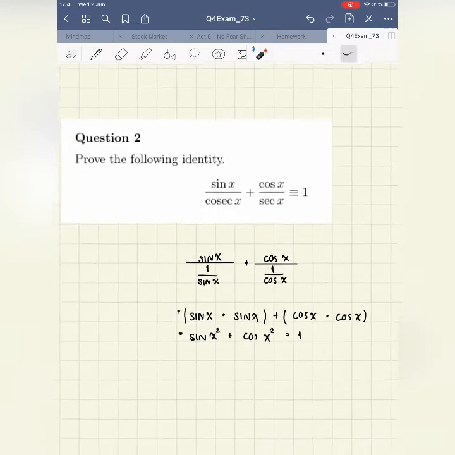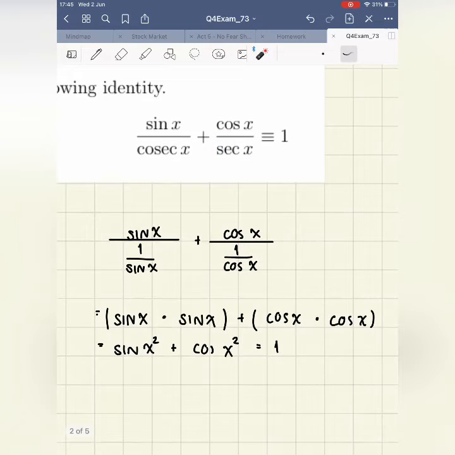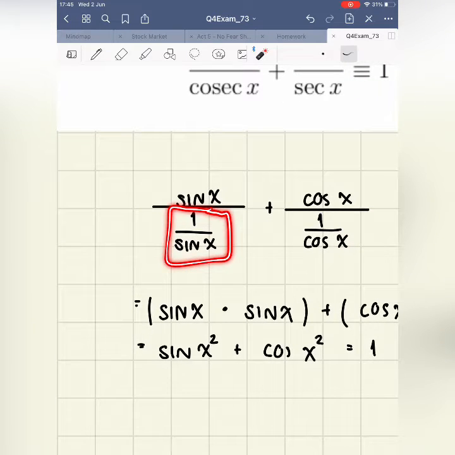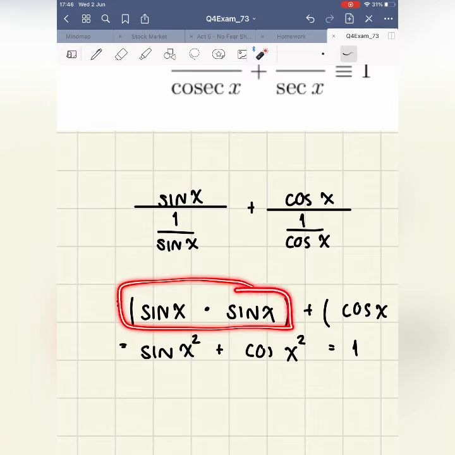Now the second question asks us to prove that this identity is equal to 1. The first step I will do is to rewrite cosecant x into 1 over sine x and secant x into 1 over cosine x, and then we will get this. Right here, in the fraction, I can swap the numerator and the denominator, and then I can change the divide sign into a multiplication. When I do this, I can change this into sin x times sin x.